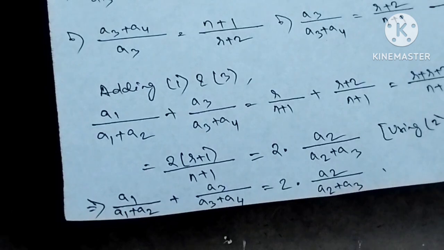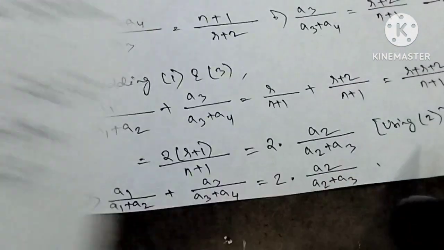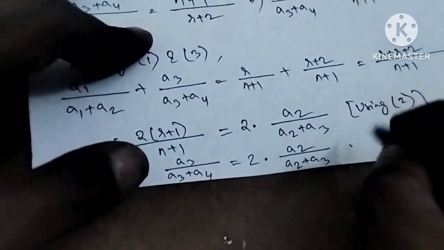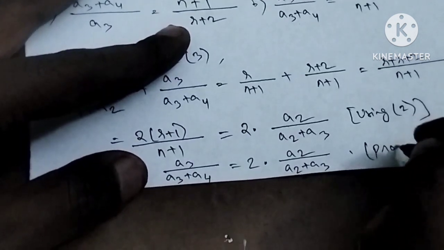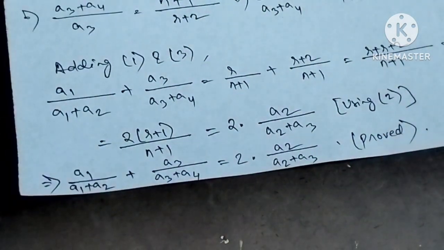See, show that, so we have shown that it is equal to 2 into a2 by (a2+a3). So proved. Clear? Thank you.